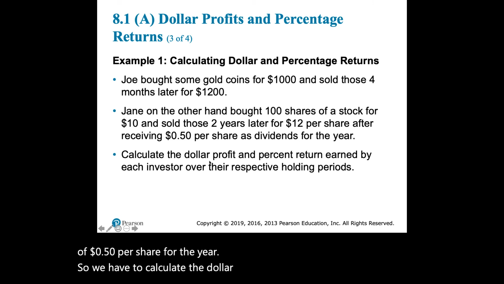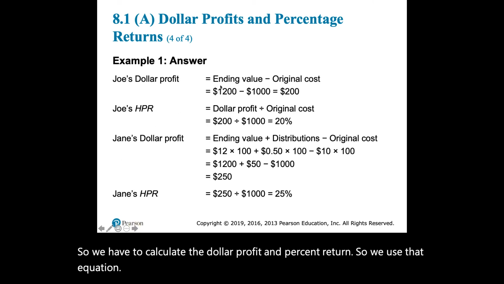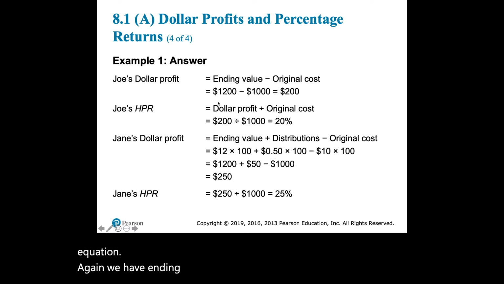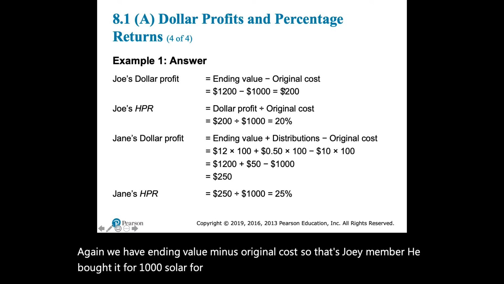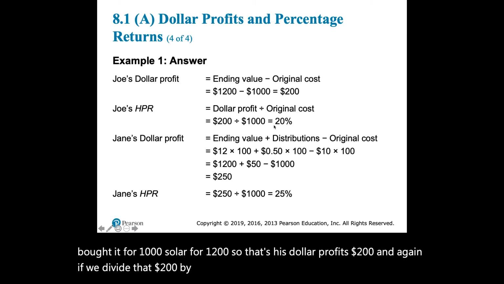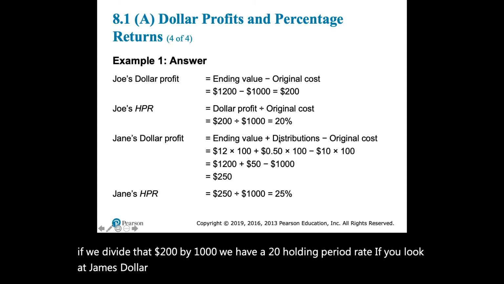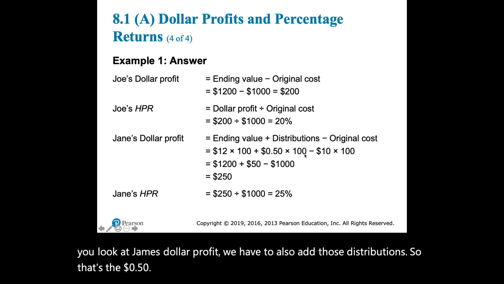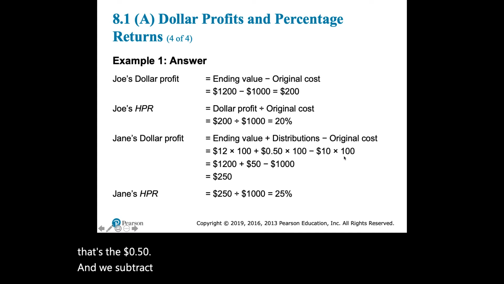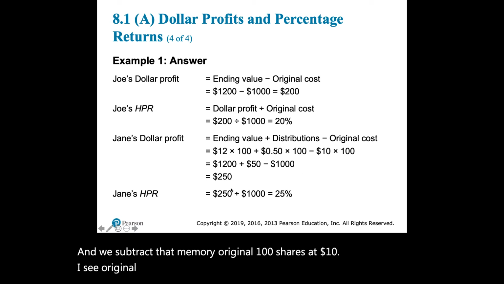If we use that equation, again, we have ending value minus original cost. So that's Joe. Remember, he bought it for $1,000, sold it for $1,200. So that's his dollar profit, $200. And again, if we divide that $200 by 1,000, we have a 20% holding period rate. If you look at Jane's dollar profit, we have to also add those distributions. So that's the 50 cents. And we subtract the original 100 shares at $10. That's the original cost. Finally, we get $250 and 25%.